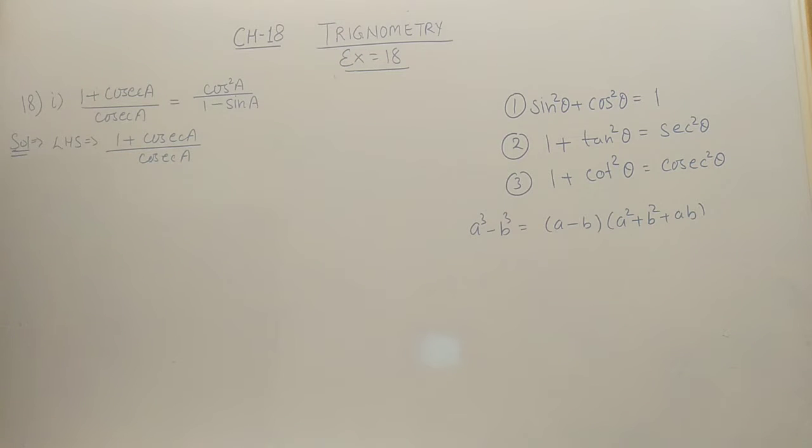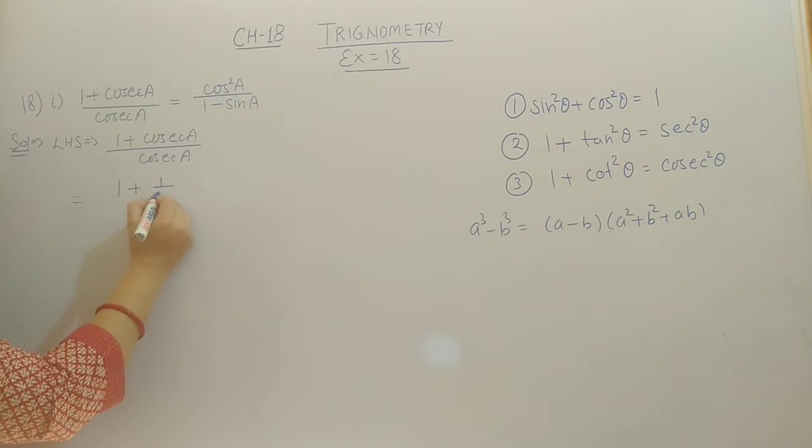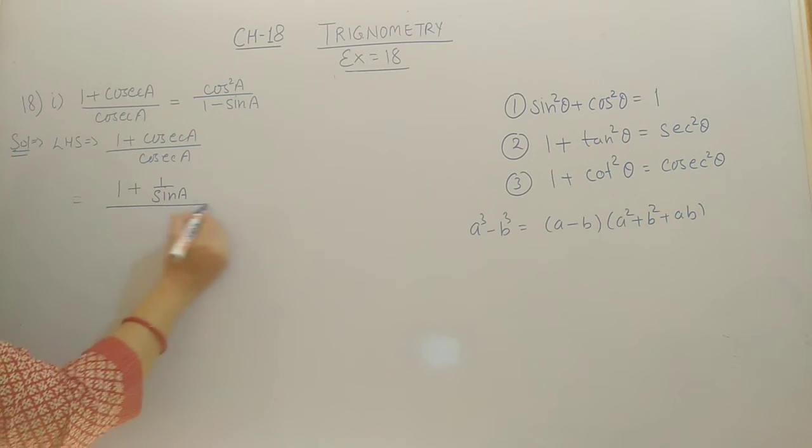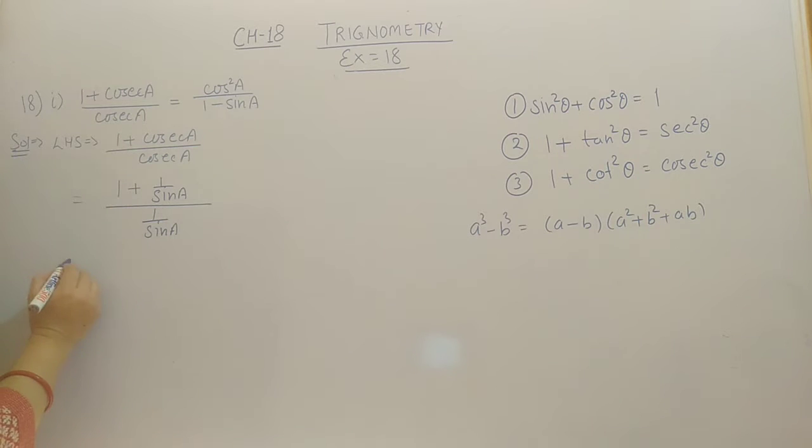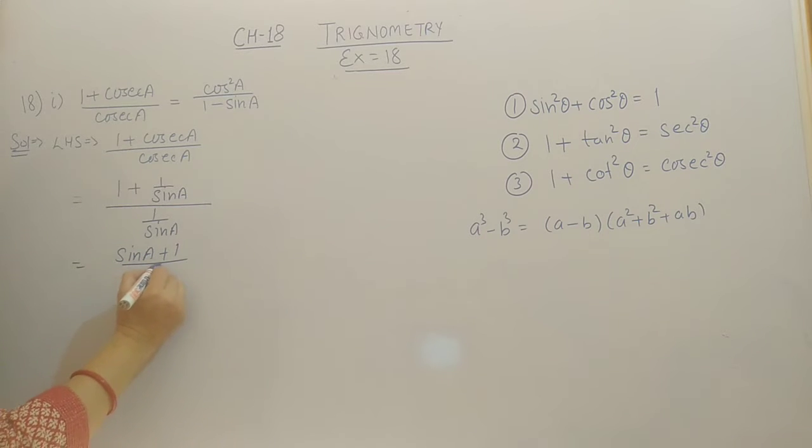18th first part: (1 + cosec A) / cosec A = cos²A / (1 − sin A). We have taken the left side here. First this cosec A we will change into sin A. So we can write it as 1 plus 1 by sin A, divided by 1 by sin A. Now next step, in the numerator we will take LCM. So it will become (sin A + 1) by sin A, divided by 1 by sin A. So this sin A will cancel out and we have 1 plus sin A.